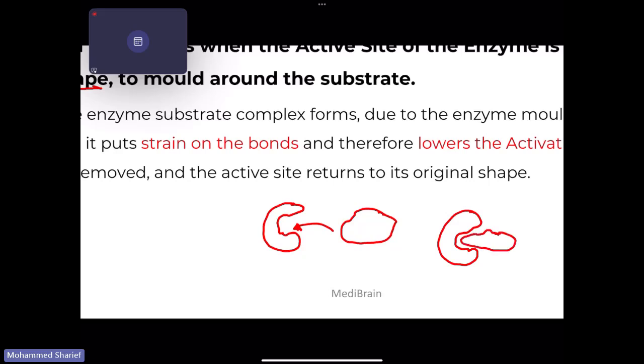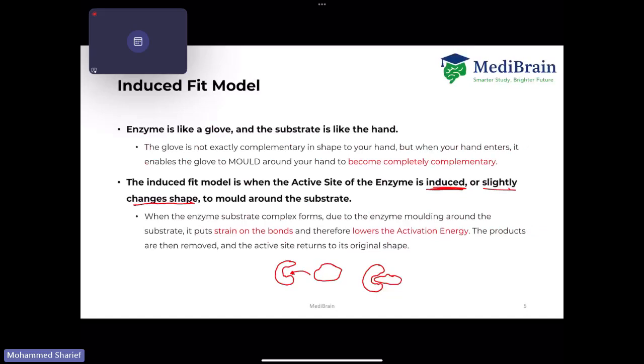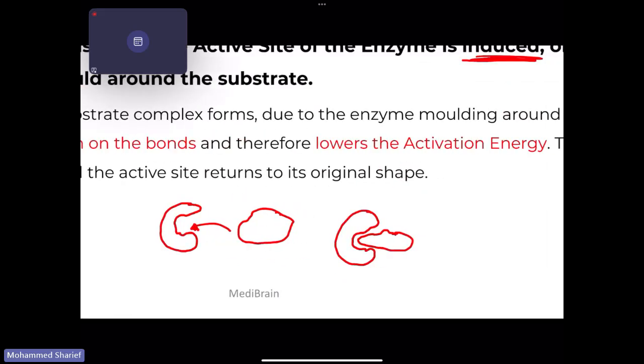I know it's not exactly in shape, but just to get an idea, we've just changed the shape ever so slightly of the active site. And the active site shape has slightly changed, and now it is complementary in shape to the substrate, and therefore it can bind to the substrate. Okay, so whenever it's bound, this complex is always still going to be called an enzyme substrate complex.